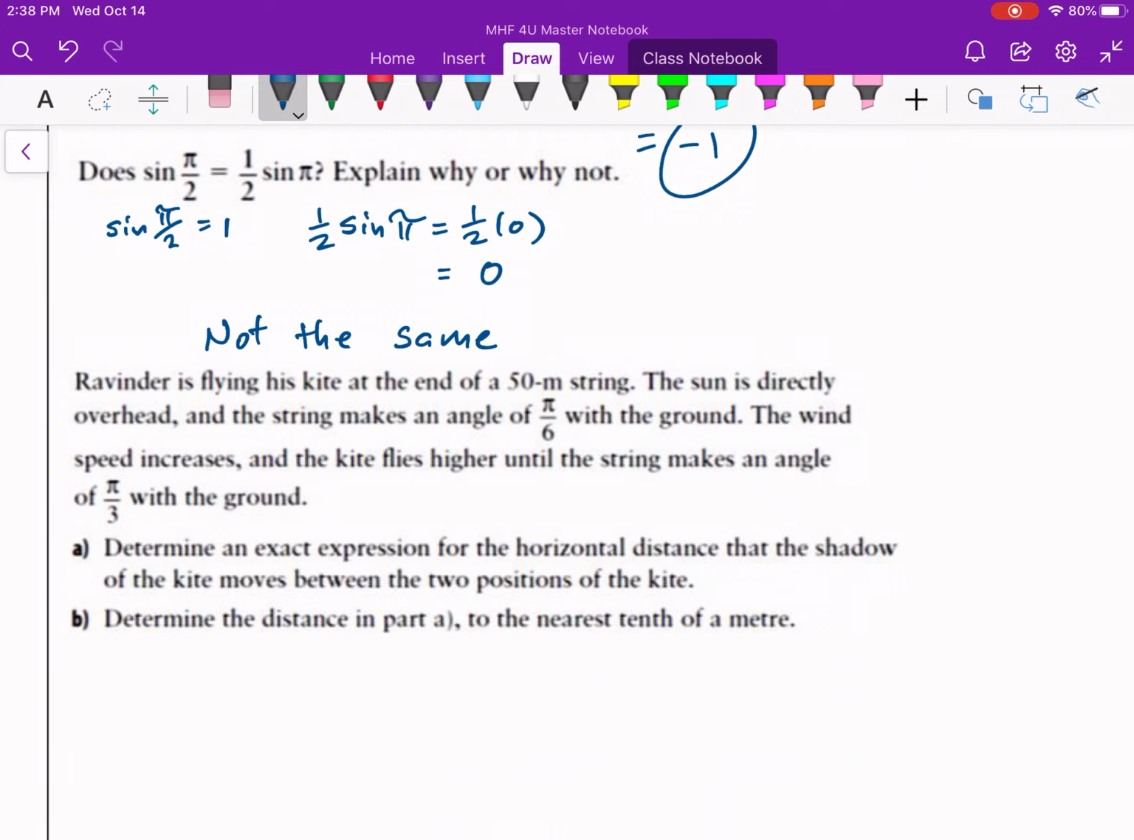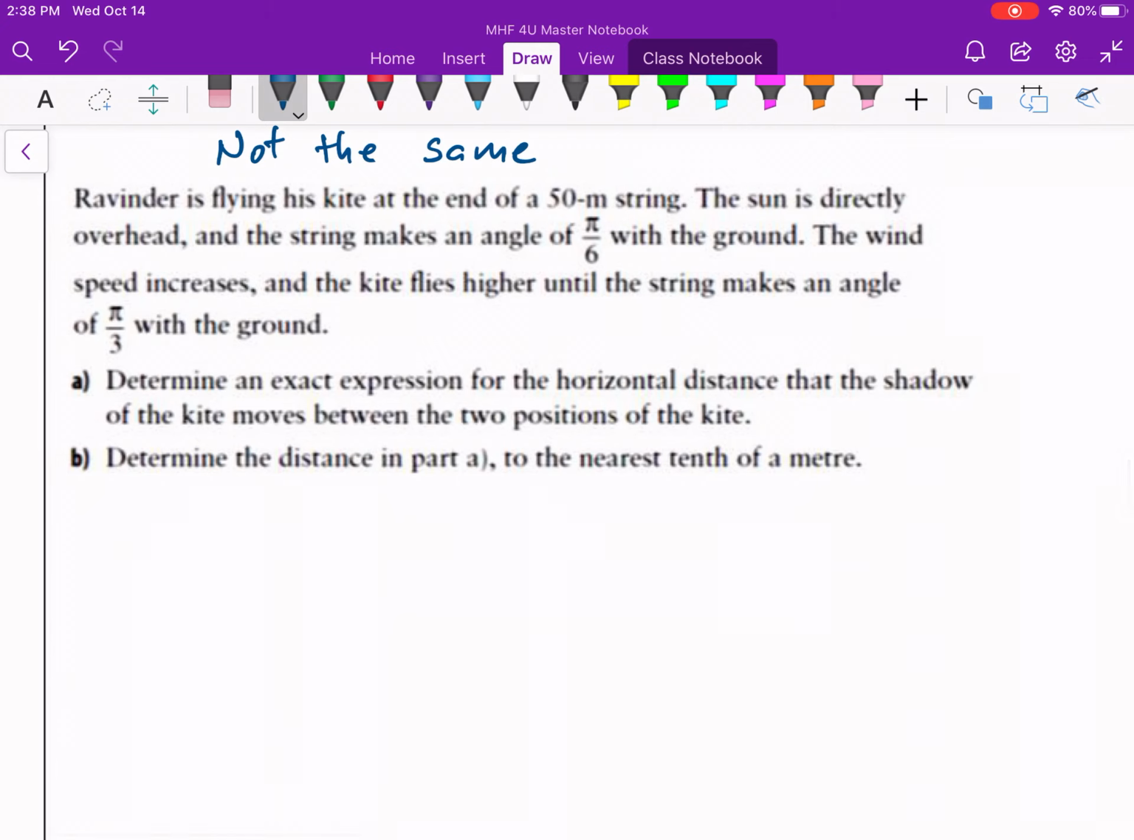Okay, and last question, as a bit of a word problem. Ravinder is flying his kite at the end of a 50-meter string. The sun is directly overhead. The string makes an angle of pi over 6 with the ground. The sun being directly overhead means that we're going to get a vertical line. Wind speed increases. The kite flies higher until the string makes an angle of pi over 3 with the ground. How convenient. 2 special angles. Determine an exact expression for the horizontal distance that the shadow of the kite moves between the 2 positions.